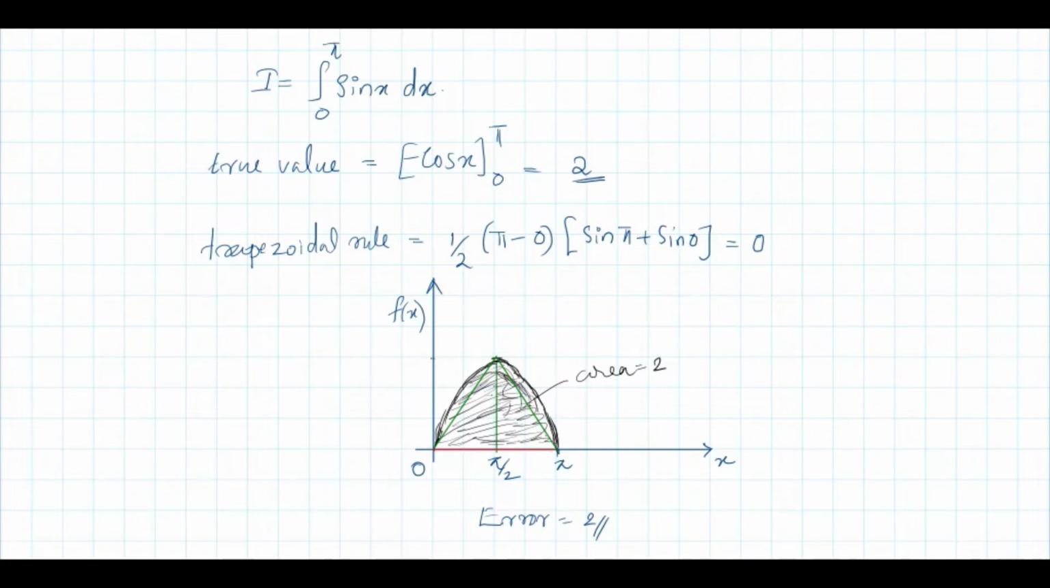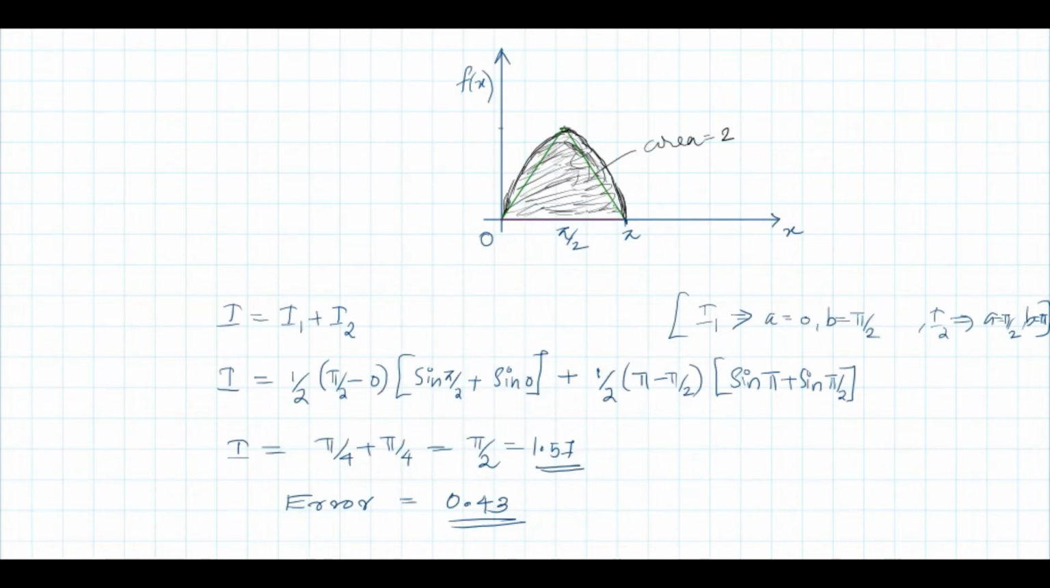So from 0 to pi by 2, area under this straight line is this one. From pi by 2 to pi, area is this one. Then error will get reduced. We can look at what is the error in this case. 0 to pi by 2 and pi by 2 to pi. In the limit 0 to pi by 2, you can call that integral as I1. From pi by 2 to pi, call it as I2.